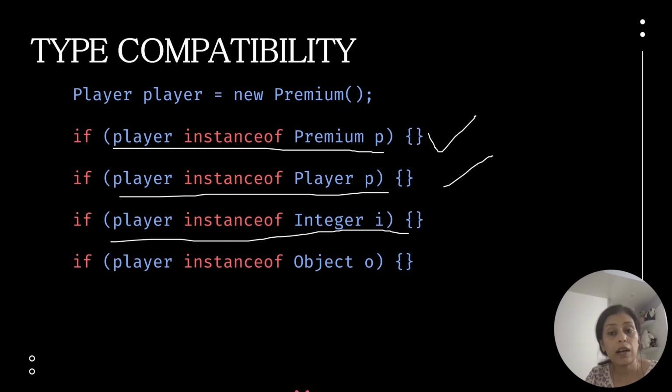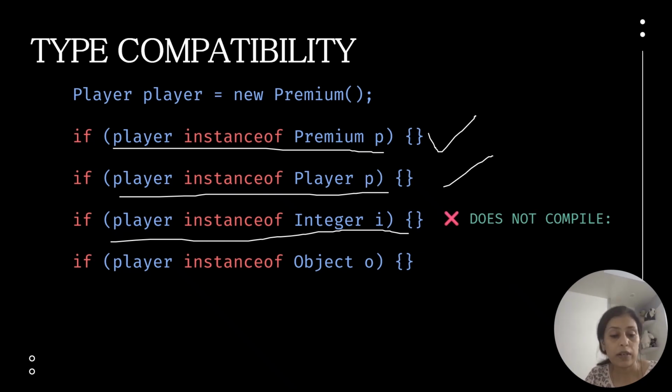Now here the compiler looks at you and says, buddy, player and integer don't even go to the same parties. They are complete strangers. I'm not letting you embarrass yourself. And this is where it throws a compiler error.